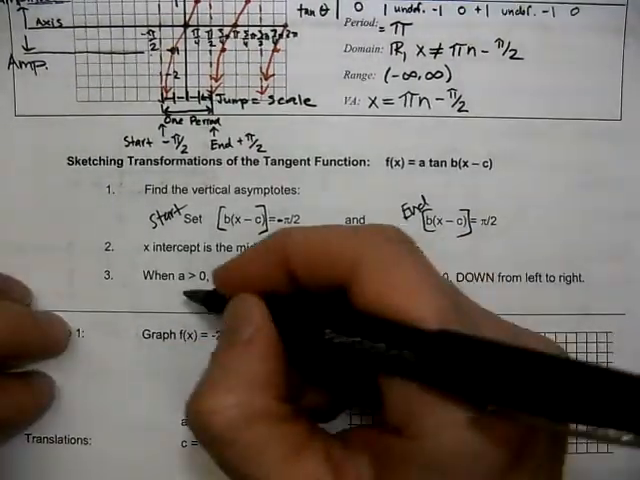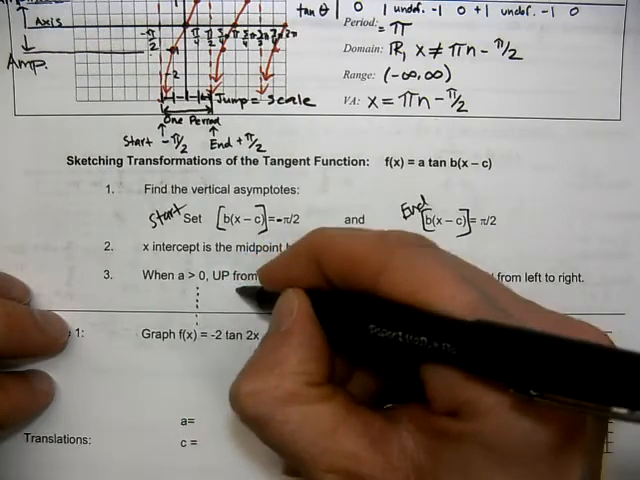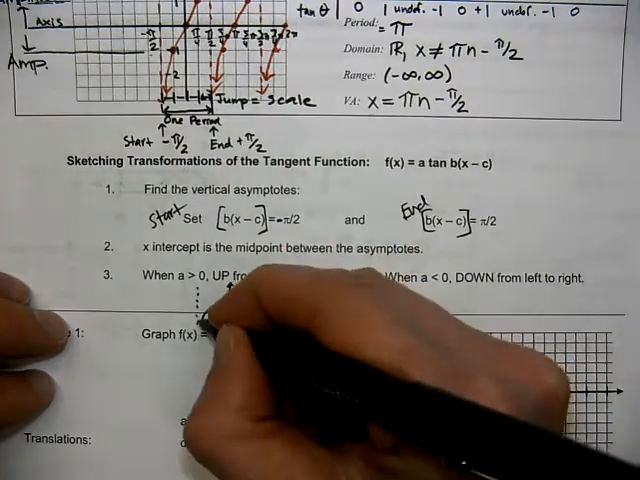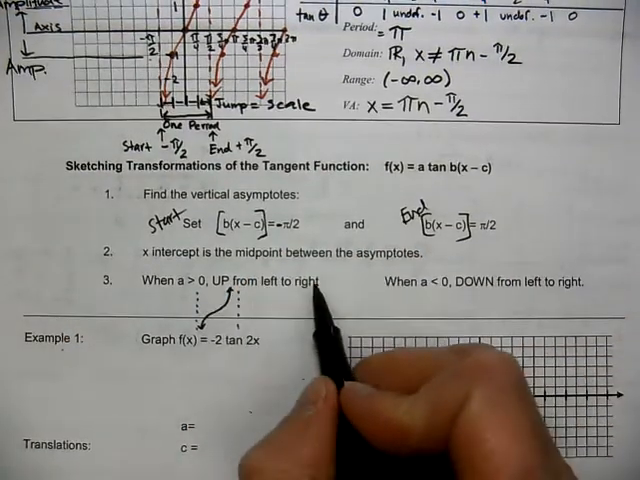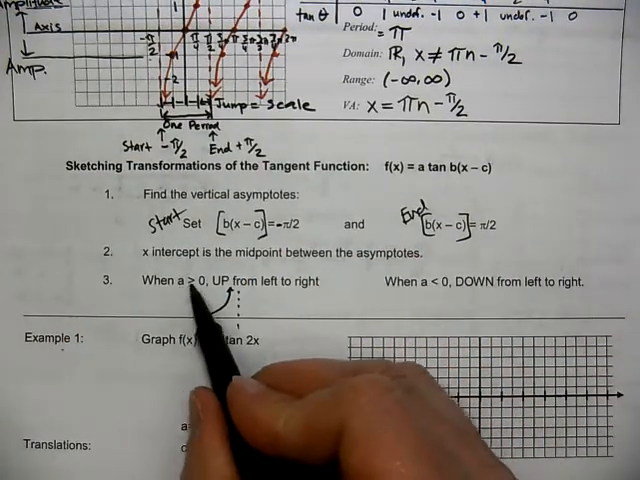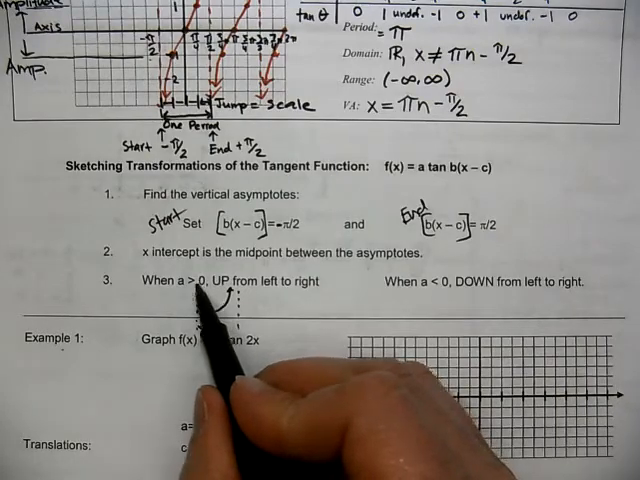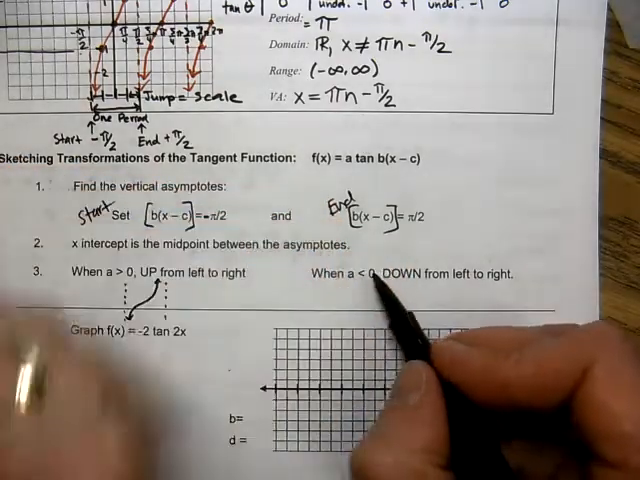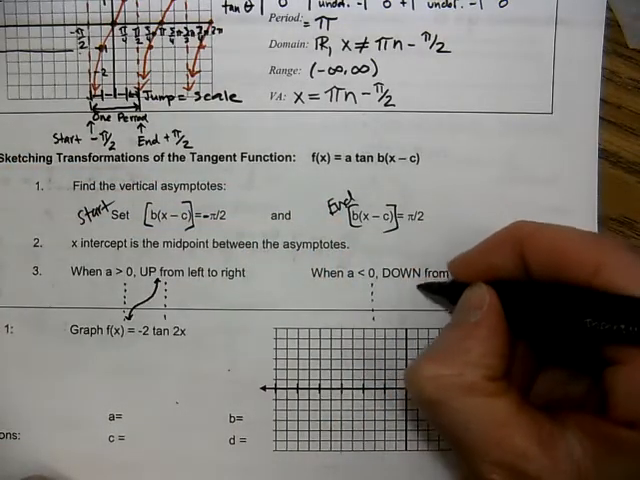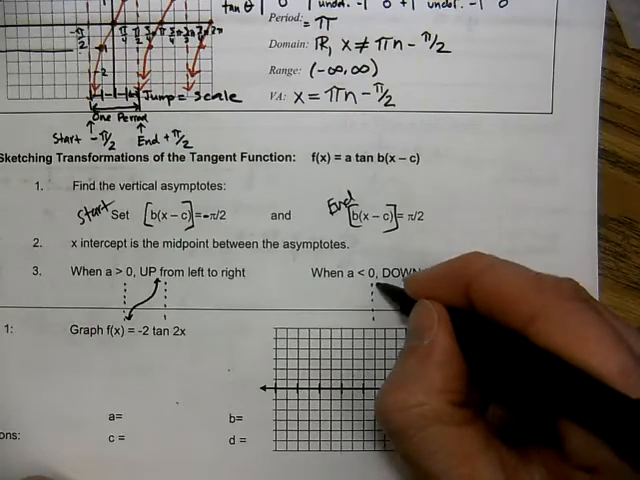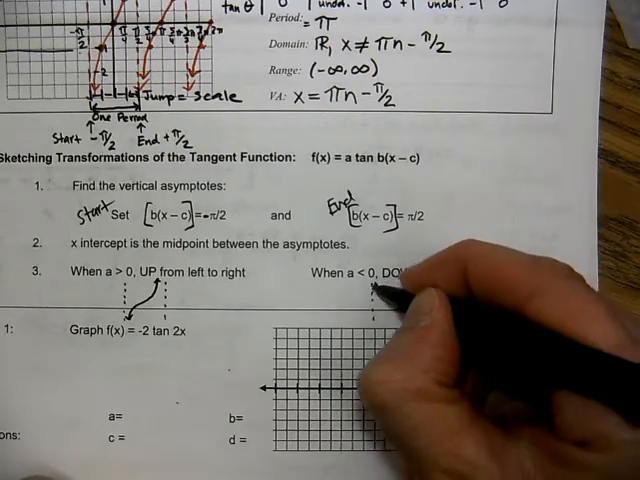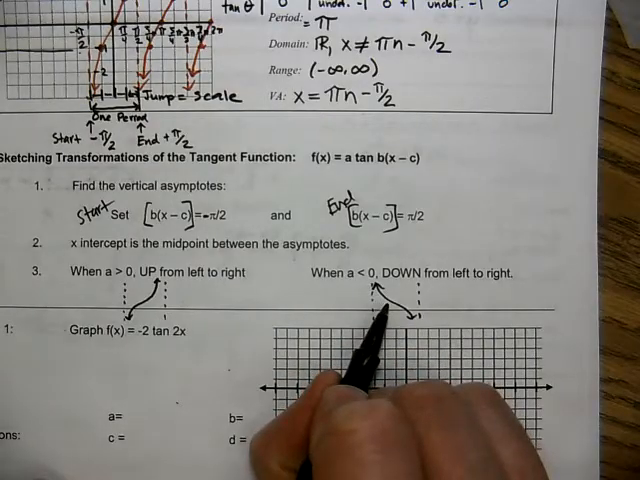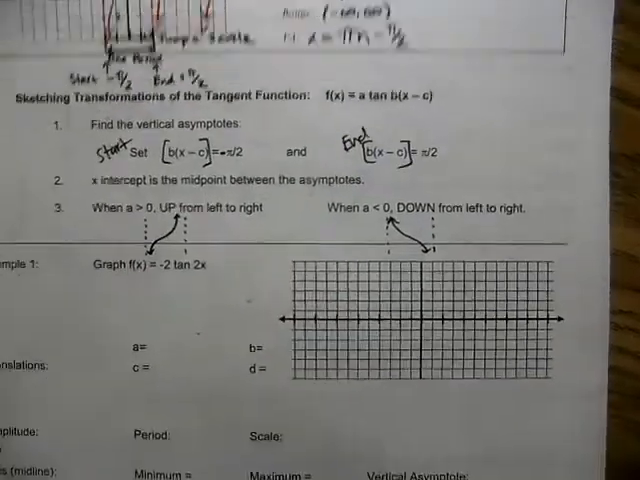Point number 3, so again, this is the pattern for your tangent function. Your tangent function is increasing from left to right, right? It goes up from left to right when my leading coefficient is positive. However, if my leading coefficient is negative, that means we have a reflection upside down, and that means it's going to fall from left to right. So that's the tangent in its parent function, and that's the reflected tangent. Okay, so let's go to our example here.